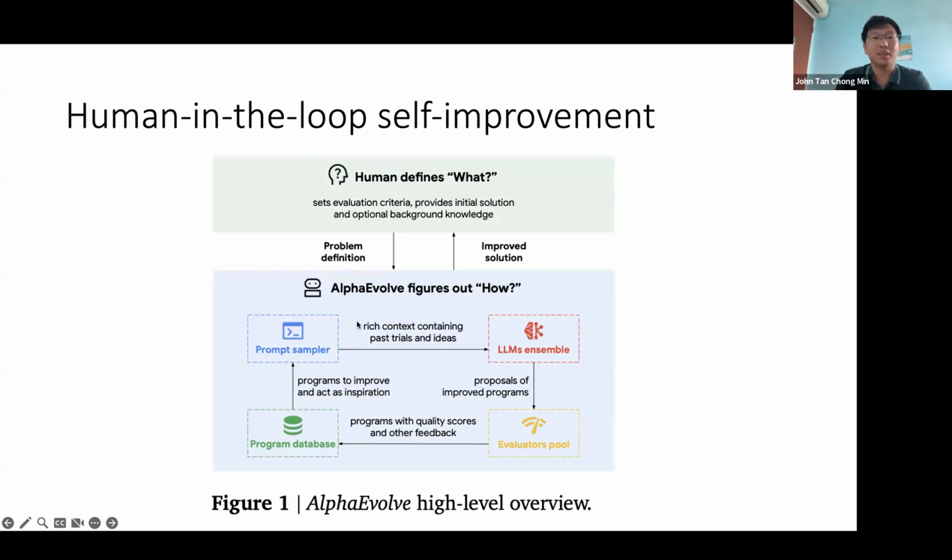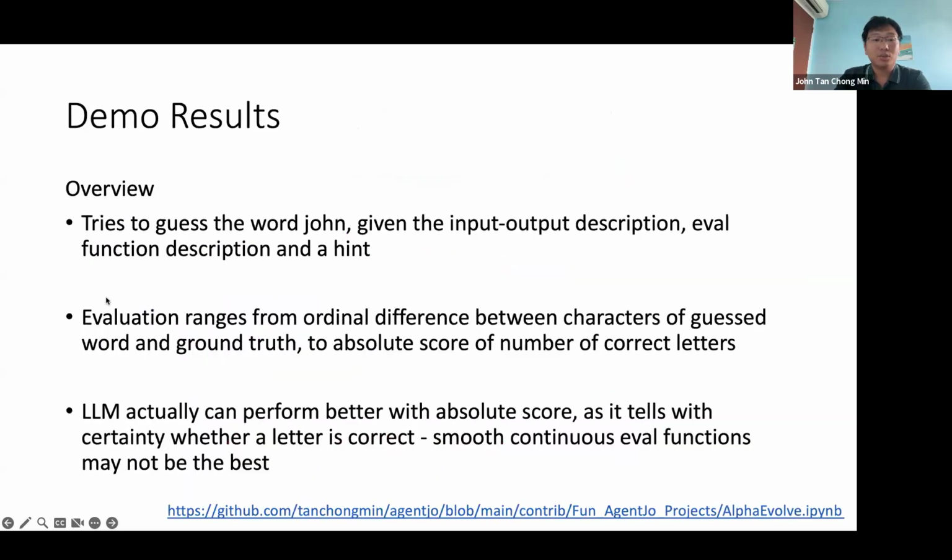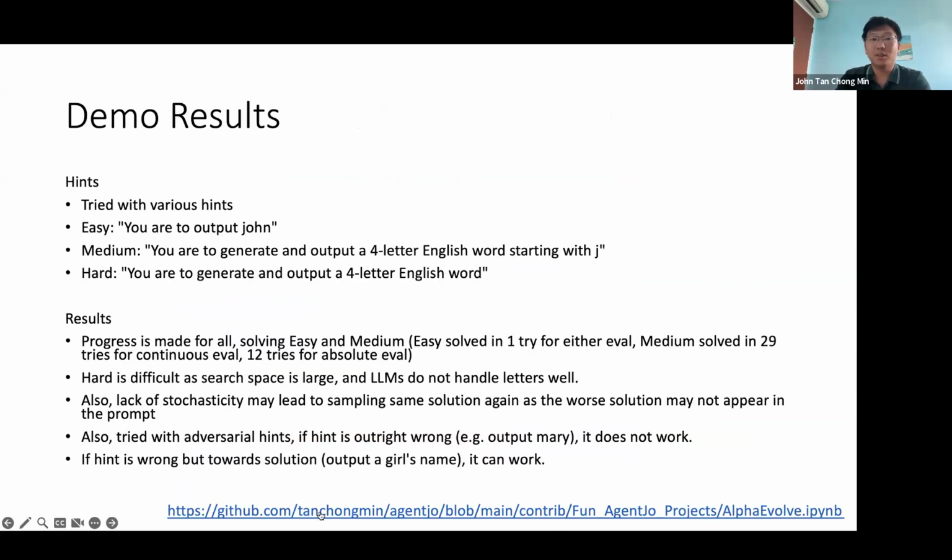And this is just the beginning. Of course, LLMs themselves are not going to be the only thing in this mechanism. There's going to be rule-based things as well that you can add in. All these demo results I have described just now, I'll skip. The link is down here. I'll share the slides with the link. You can go and see the notebook in detail, run it yourself, try for new problems and so on.